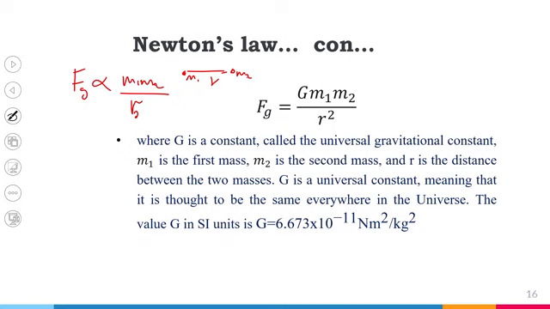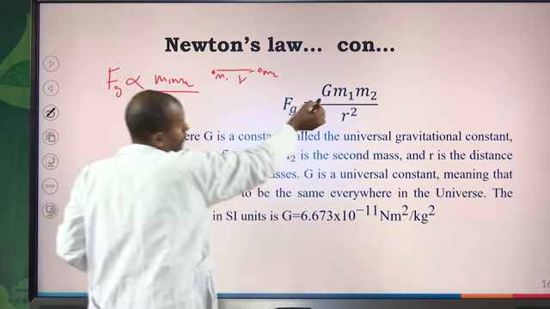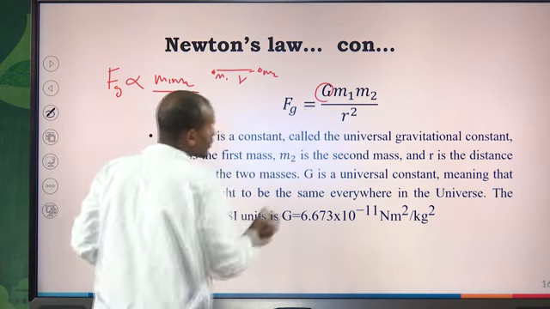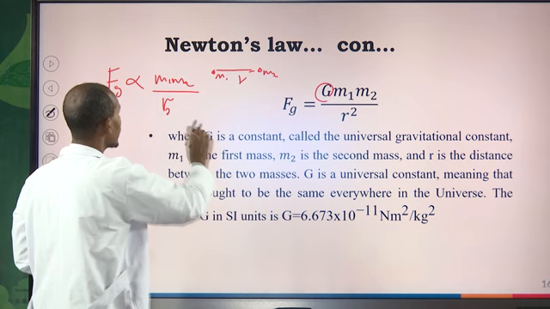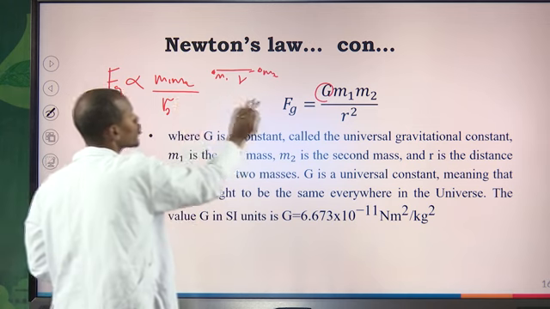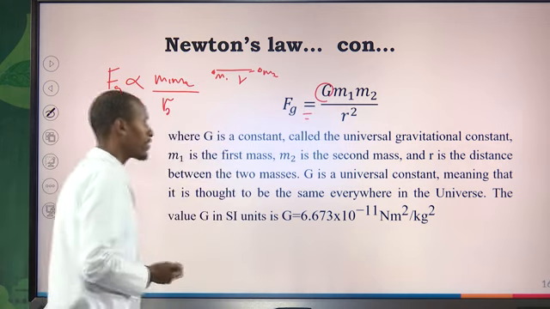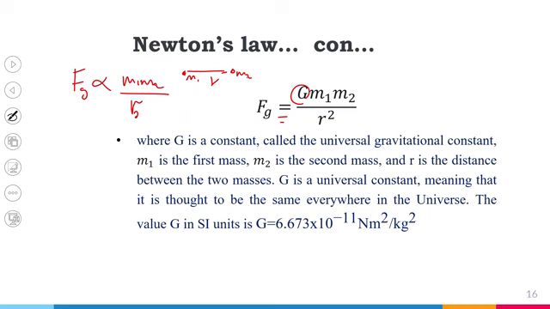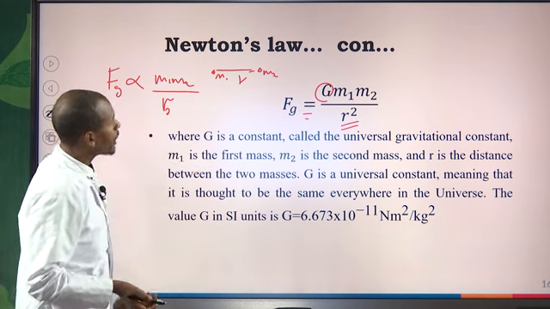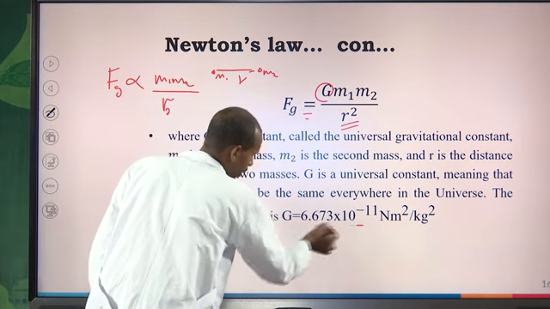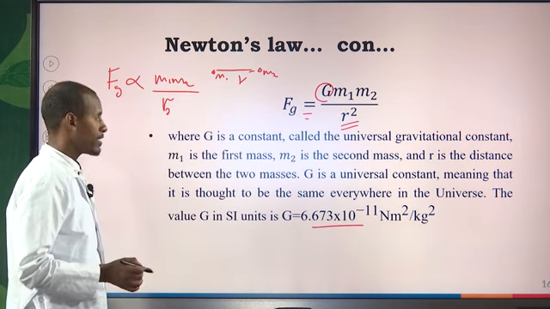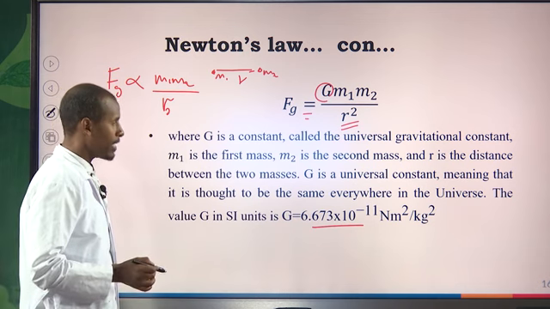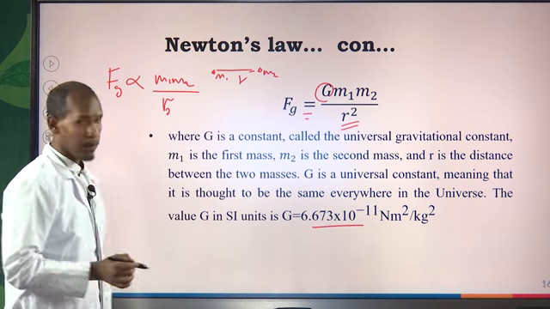Newton determined this constant, Newton's gravitational constant, so we can convert this into an equal sign. Then F of G, the gravitational force, is equal to the universal gravitation constant times mass 1 times mass 2 over r square. This G has a constant value of 6.67 times 10 raised to minus 11 newton meter square per kilogram square.